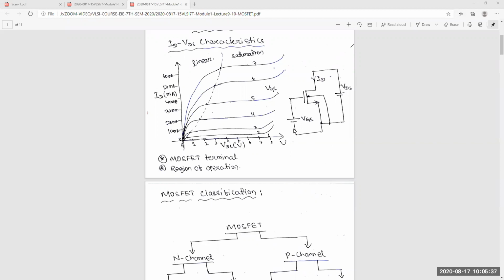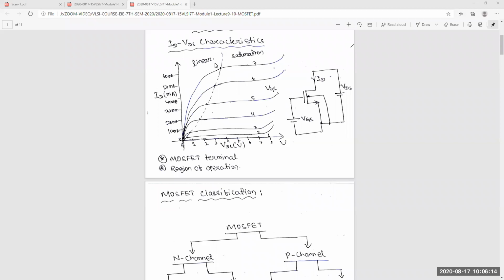But when you increase VGS to greater than VT, current will flow. This curve is ID versus VDS, but for different VGS values. These are the different VGS values. And these dotted lines, the left side of this is called the linear region, and this is the saturation region. That means current saturates after this point.